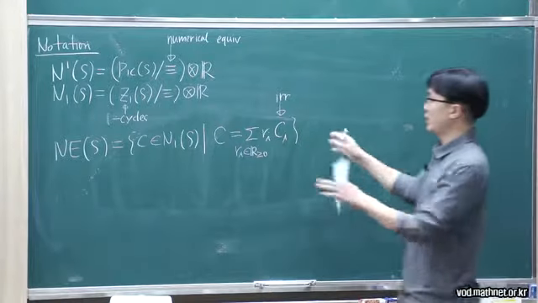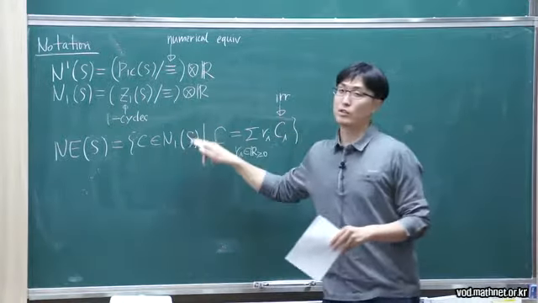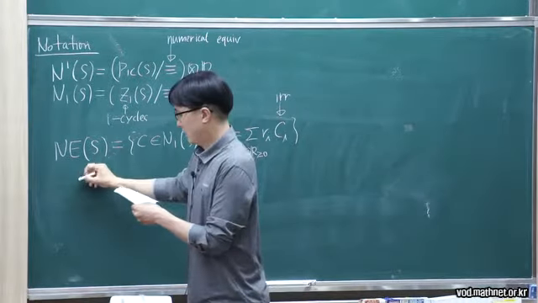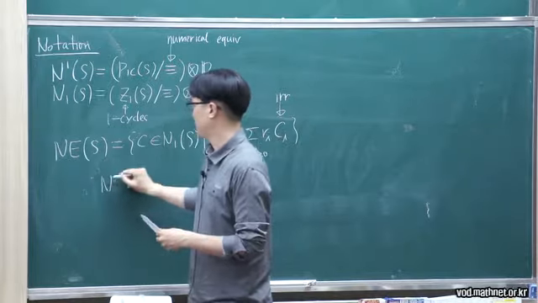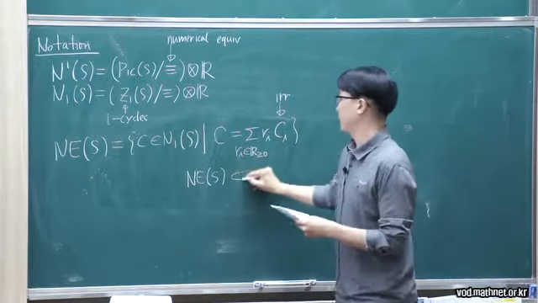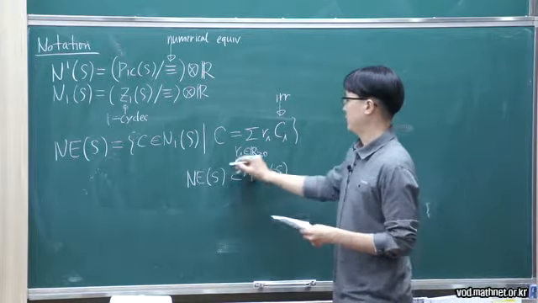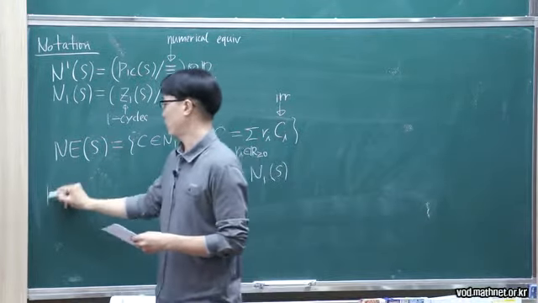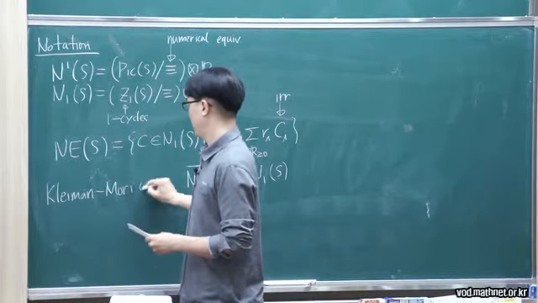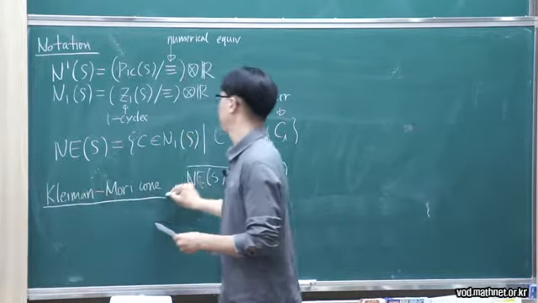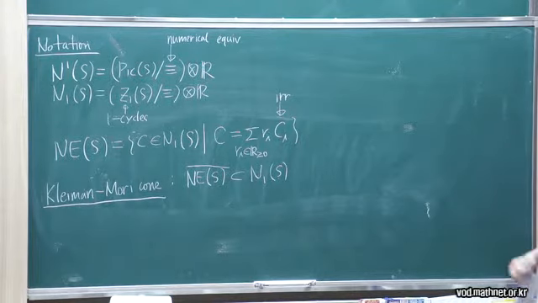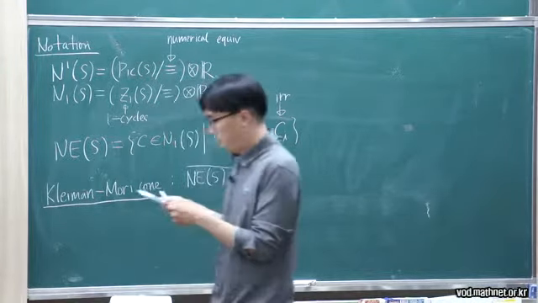Then we have a cone inside this real vector space. The closure of this cone inside N_1(S) is called the Kleiman-Mori cone. This plays a central role in the cone theorem and the contraction theorem.